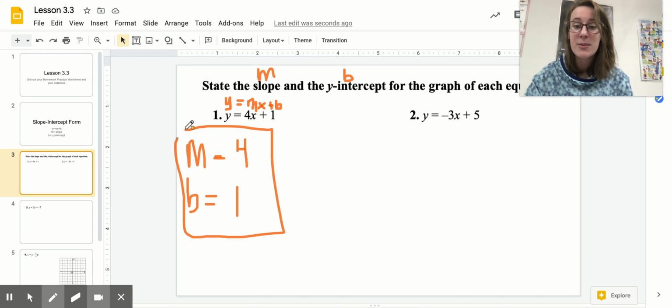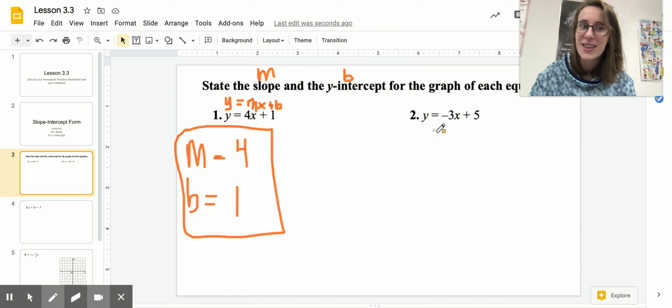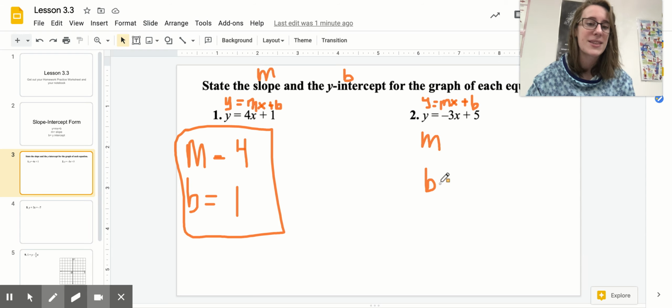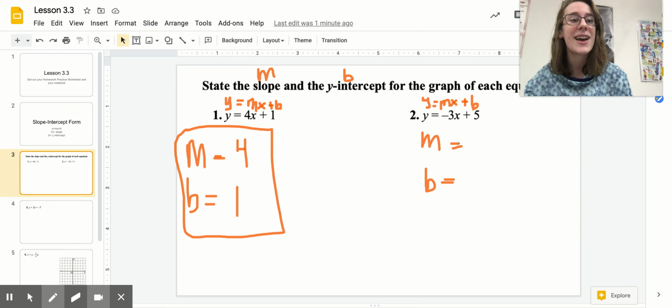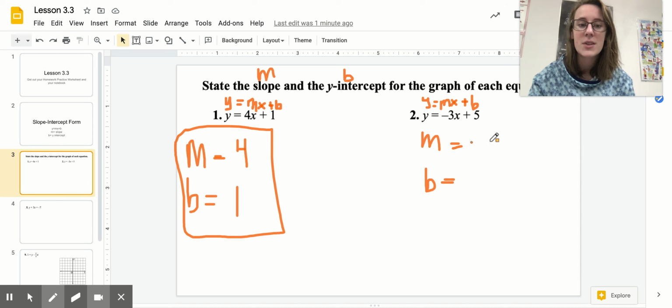And I know what you're going to be thinking. Is that it? That is it. That's all you have to do for these problems. Do not overthink it. Number 2, again, we'll use our y equals mx plus b form. And we'll say what m equals, and we'll say what b equals, and that's it. In this case, our coefficient in front of x is -3. So m is just simply -3. Our b is the number separate. It's the constant, and that is 5. And that's how you do those problems.